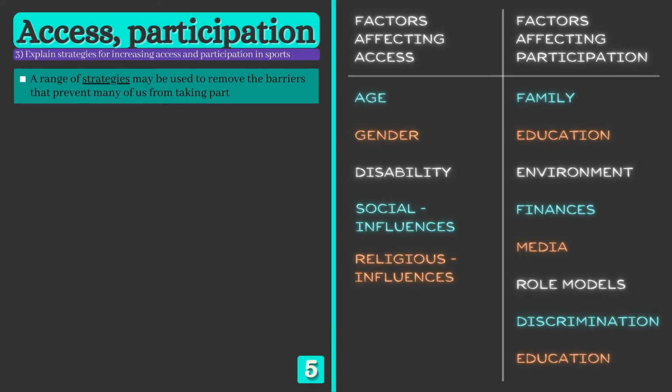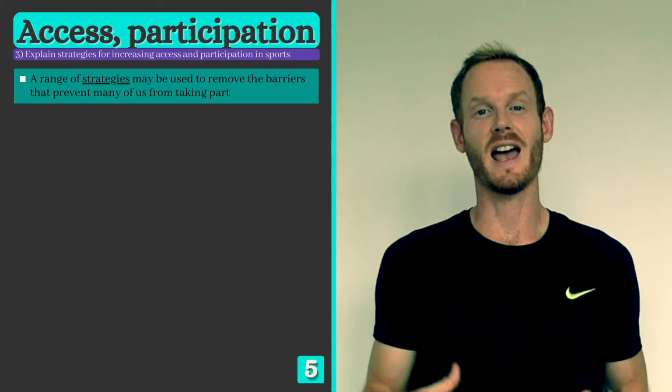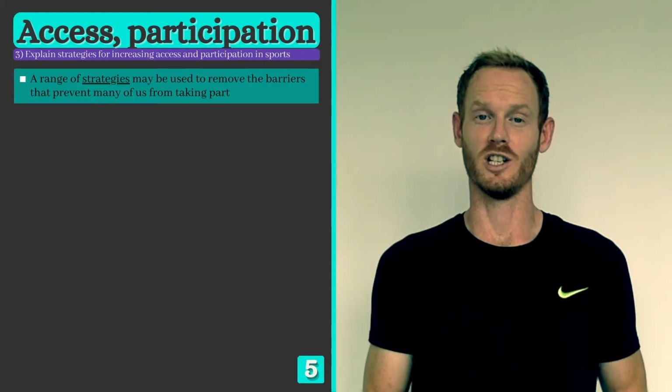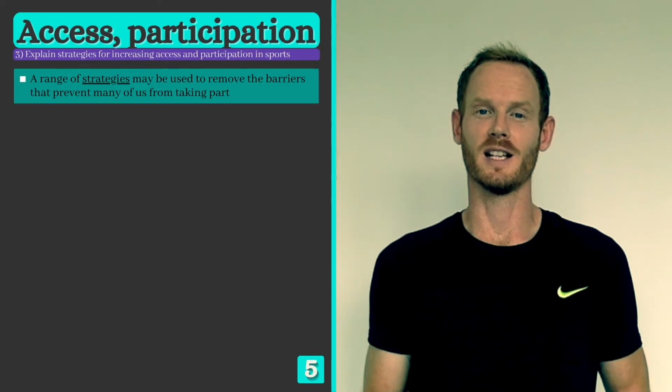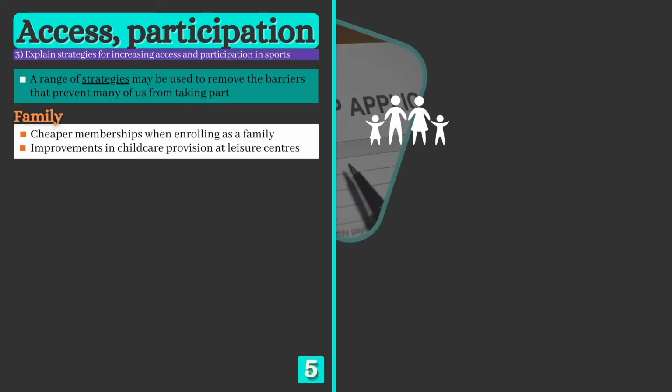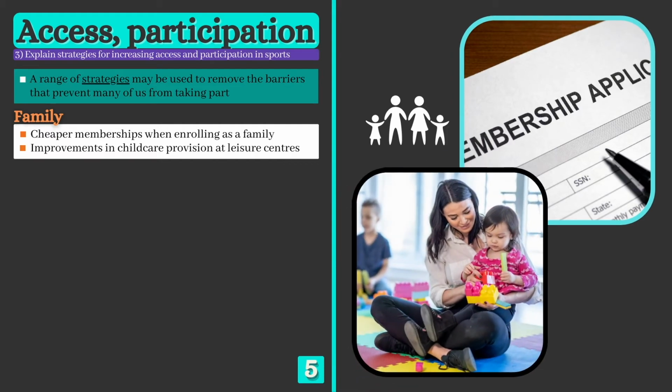increase participant numbers. Our final learning objective requires you to explain strategies that help to address each of the factors we just discussed, so let's work through the list once more and identify some examples. Family. Sports clubs and leisure centres could offer cheaper memberships when enrolling as a family, and may also provide childcare that allows parents to participate despite their busy schedules.